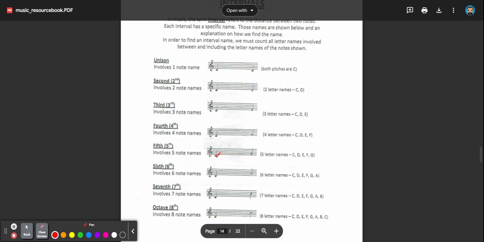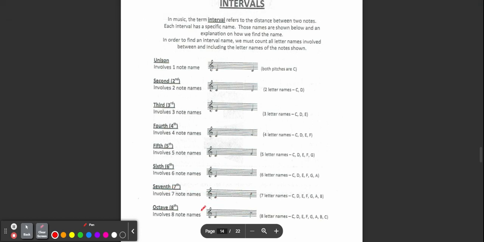So we have C to G. How far away is G from C? One, two, three, four, five. This little mouse tool doesn't really work that well. I apologize for that. But if we're counting, just under the line is a space. We consider that a space. Line, space, line, space, line. And that's five. C to A is a sixth. And C to B natural is a seventh. And C to C is an octave.